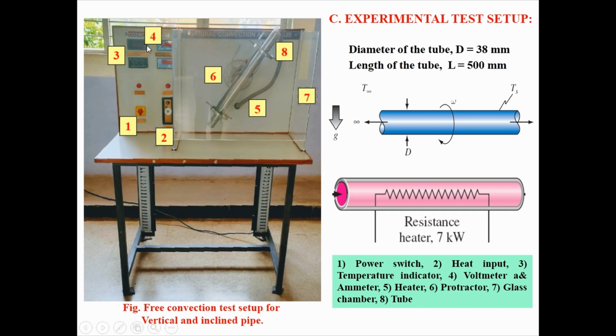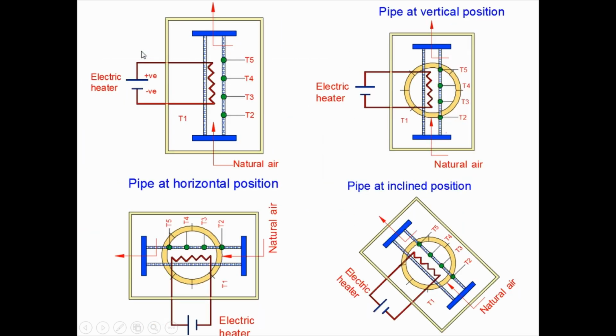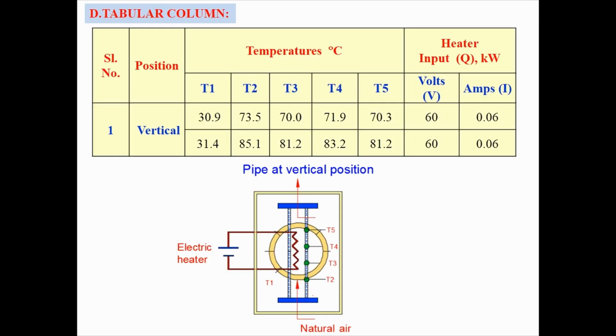T2 is equal to how much you have to write. T3, T4, T5, you have to take the readings up to T5 here now. What is T1? T1 here represents the ambient air temperature, that is 39.9. T2 represents 73.5. T3 is 70, T4 is 71, T5 is 70.3.